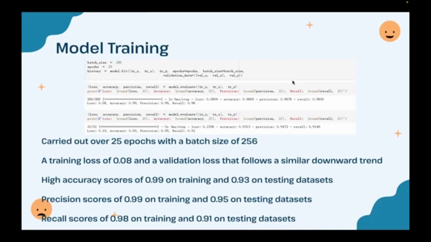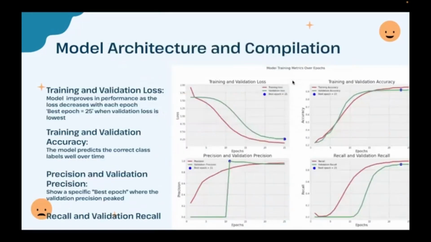We have conducted our training over 25 epochs with a batch size of 256, resulting in a commendable training loss of 0.08 and a validation loss showing a consistent downward trend. Our model has yielded high accuracy scores of 0.99 on training data and 0.93 on testing datasets, which is a testament to the robustness of our training regimen.